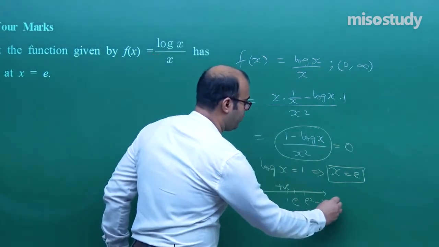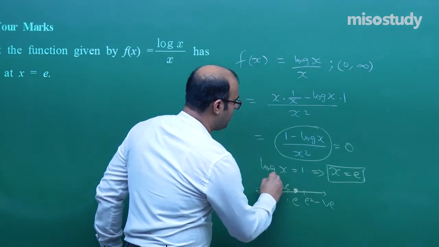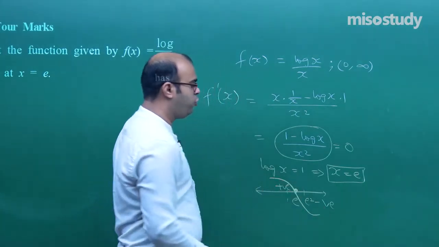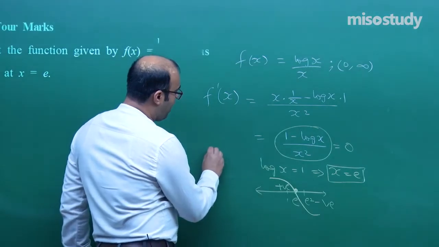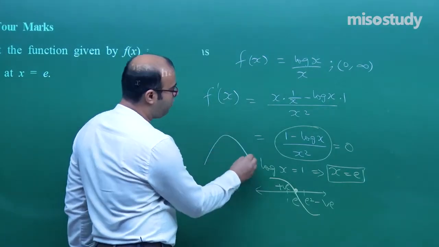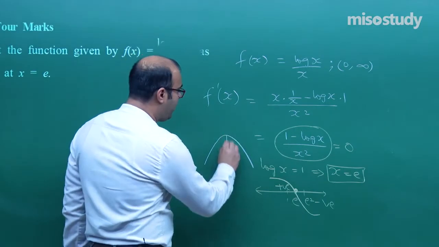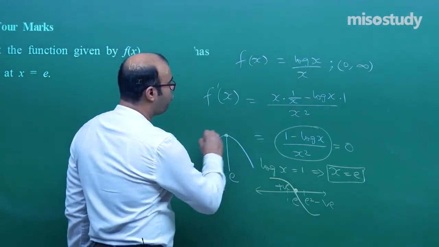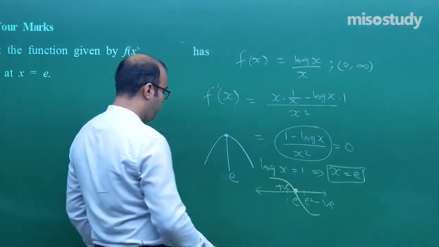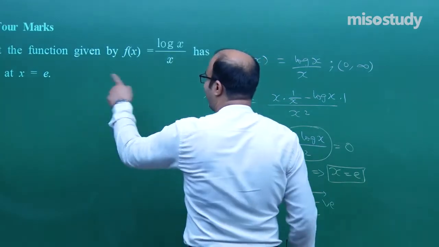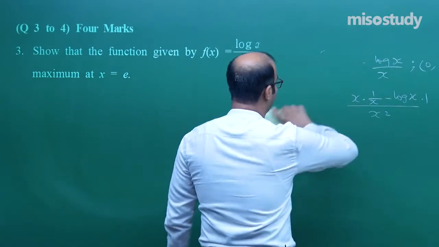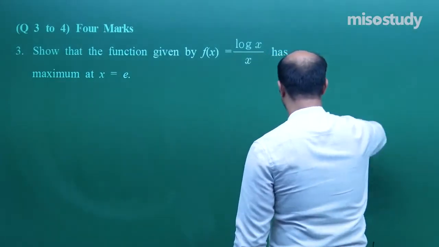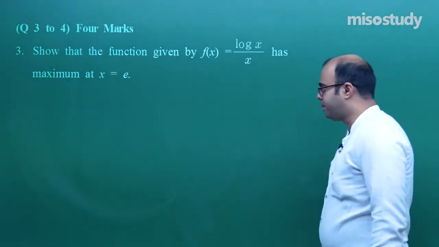So this is negative. So when you cross e, the derivative crosses from positive to negative. What it means? Earlier the graph is having positive slope, later the graph is having negative slope. So the point e is actually the point of maxima. So we have proved that log x by x has maximum at x equal to e, by the first derivative test. We can also use second derivative test, it depends upon us.